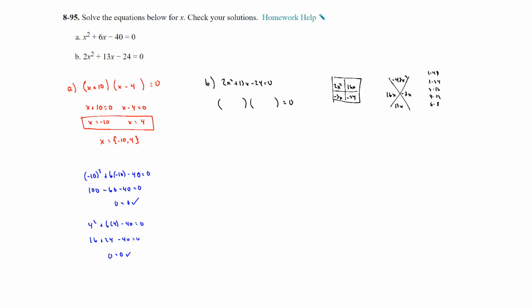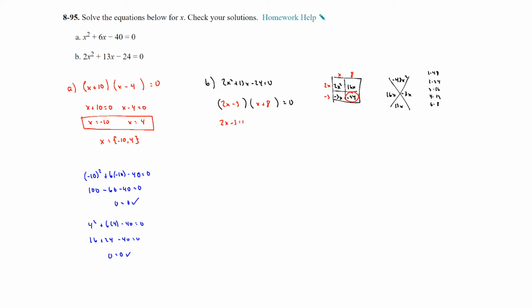And now we have to figure out what the side lengths are. So we got a 2x and an x. That allows us to do 2x times 8 to get 16x, and then on the bottom here, x times negative 3 gives us negative 3x, and then you can check your last box. 8 times negative 3 is negative 24, so it does work out, which leaves us with 2x minus 3 and x plus 8.